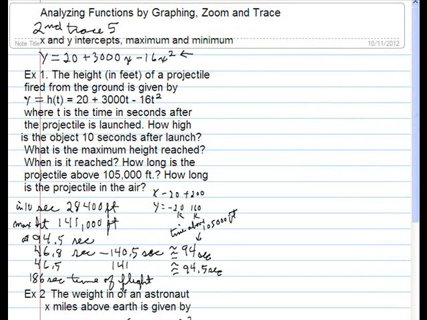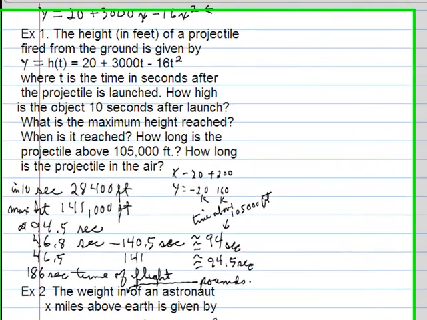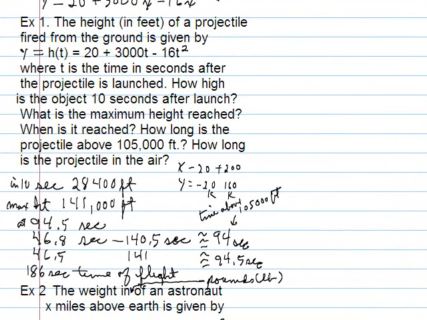Okay? The second problem also is kind of space oriented. It says the weight, it should say in pounds, and I left off the pounds here. So I'm just going to put a little arrow there after the N. The weight in pounds, the symbol for pounds is LB. The weight in pounds of an astronaut X miles above the Earth is given by weight equals 175 times 4,000 over 4,000 plus X squared.